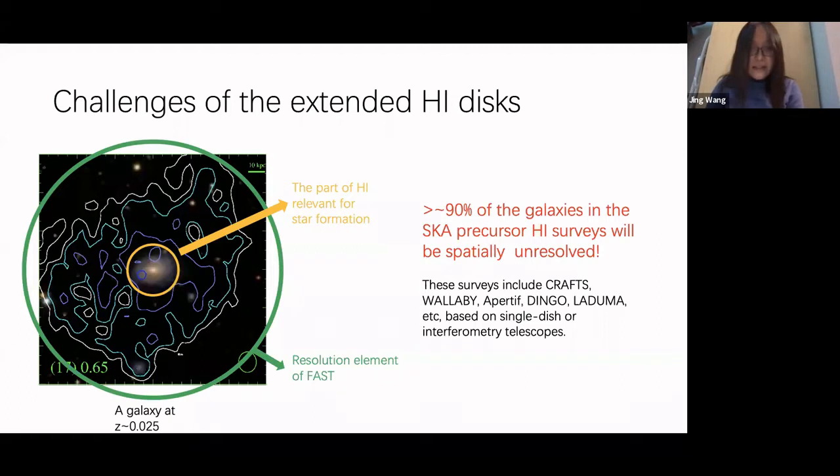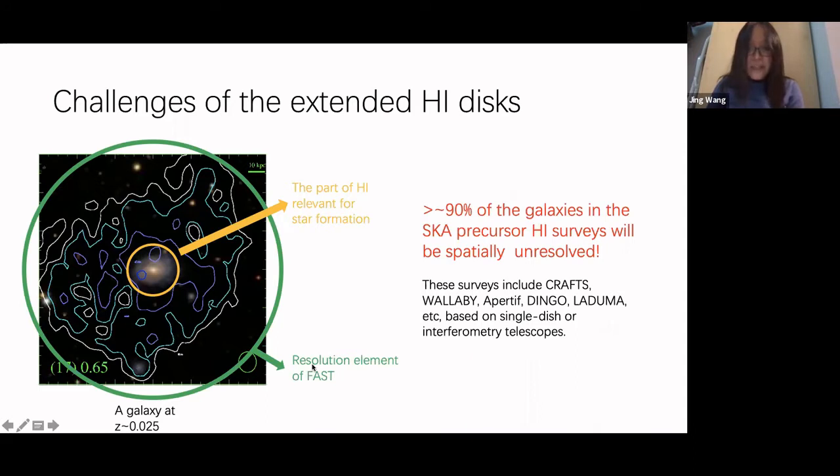And this is the example galaxy at redshift 0.025. Some people may know that it's a typical redshift for SNO-selected galaxies. Actually, it's a relatively low redshift within a SNO sample. The optical light is within this orange circle. It's the part of the H1 that is directly relevant for star formation. And the green circle is the resolution element of FAST in China, currently the largest single-dish telescope.